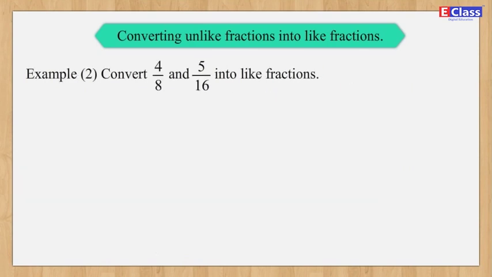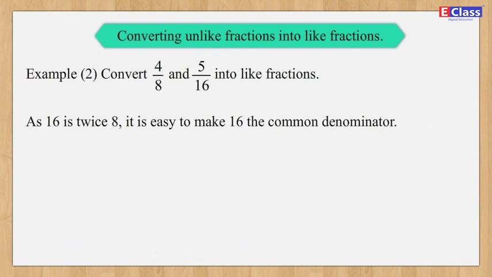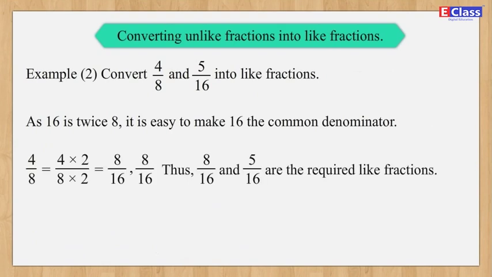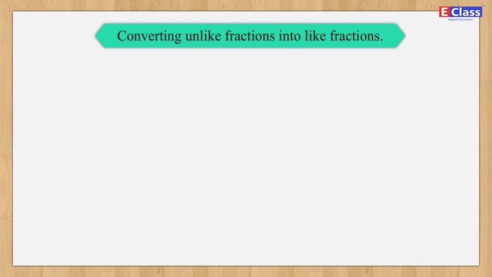Example 2. Convert 4 upon 8 and 5 upon 16 into like fractions. As 16 is twice 8, it is easy to make 16 the common denominator. 4 upon 8 is equal to 4 multiplied by 2 upon 8 multiplied by 2, which is equal to 8 upon 16. Thus, 8 upon 16 and 5 upon 16 are the required like fractions.